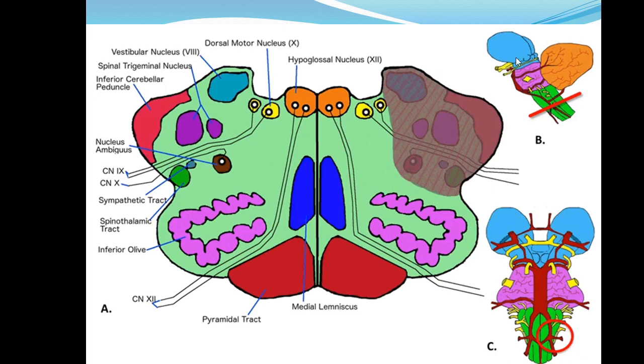Here you can see the area of the involvement because of the infarction, because of the posterior inferior cerebellar artery. The region involved consists of vestibular area, the inferior cerebellar peduncle, the spinal tract of the trigeminal nucleus, the nucleus ambiguus, the sympathetic tract, and the spinothalamic tract.